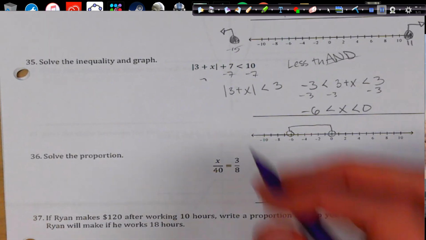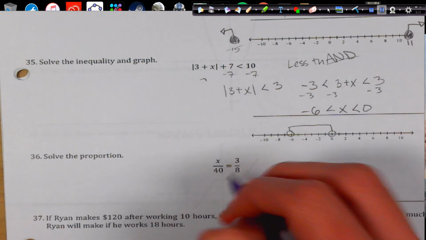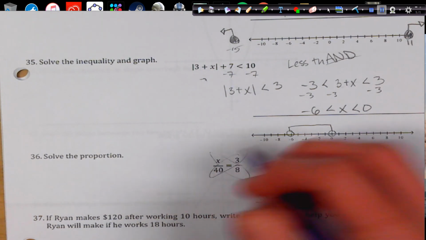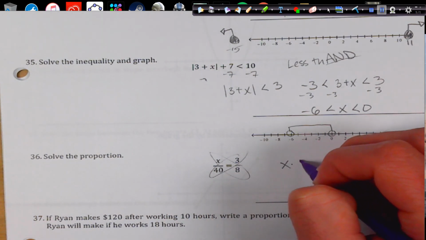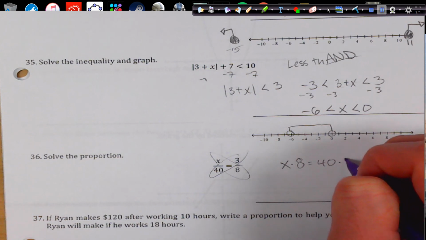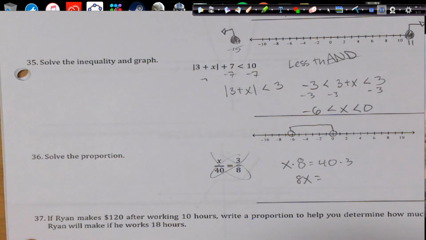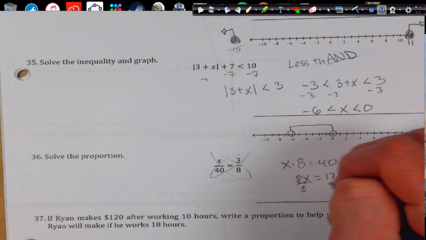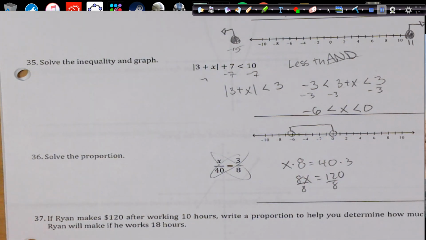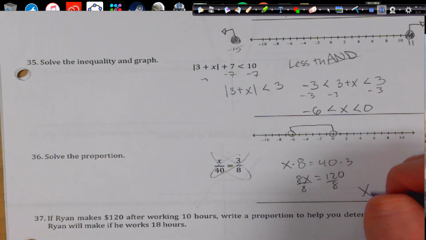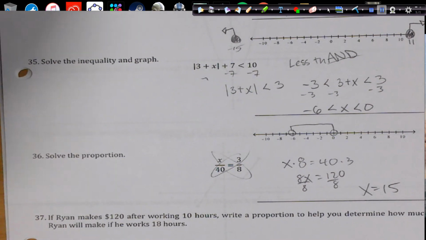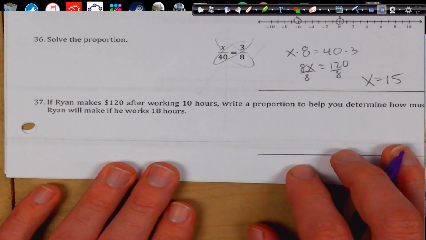Solve the proportion. We're going to go ahead and cross multiply. So we get x multiplied by 8 and 40 multiplied by 3. That becomes 8x equals 40 times 3, 120. Divide by 8. And we get x equals 15. All right, and this will be the last one of this part.